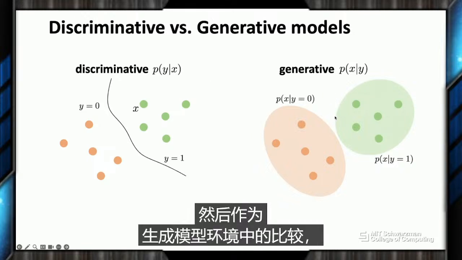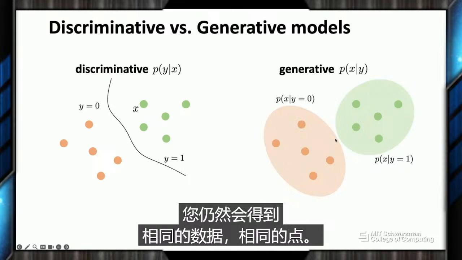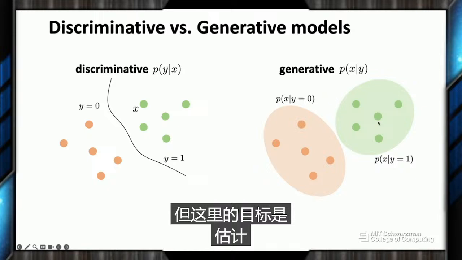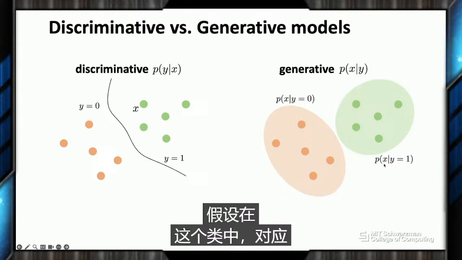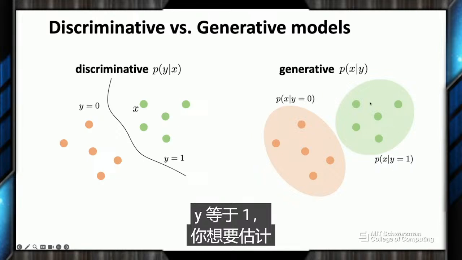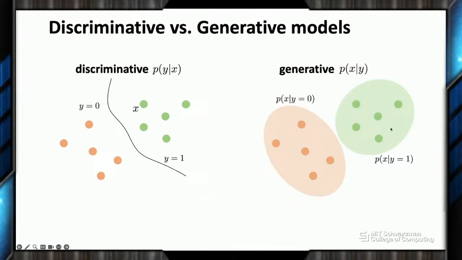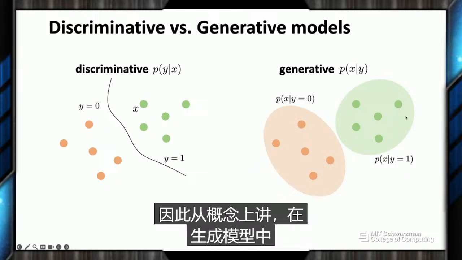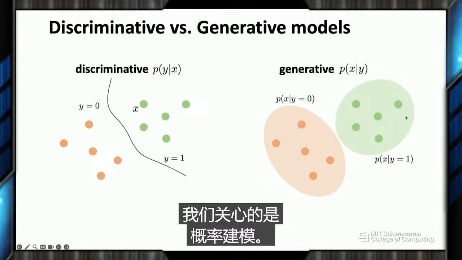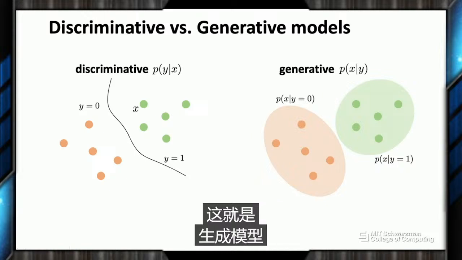Then as a comparison, in the context of a generative model, you would still be given the same data, the same dot. But the goal here is to estimate the probability distribution of this dot. Let's say in the case of this class, which corresponds to y equals 1, you want to estimate what is the conditional probability distribution of this class. So conceptually, in a generative model, we care about probabilistic modeling. So that is the key problem a generative model wants to address. And that is also the key challenge.